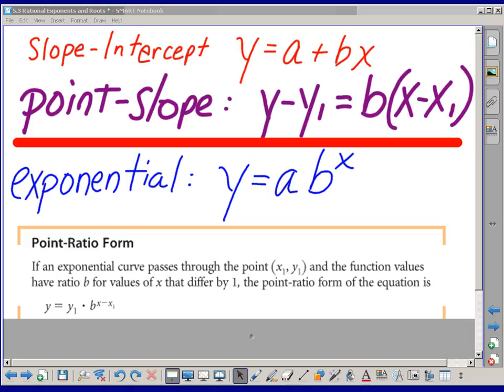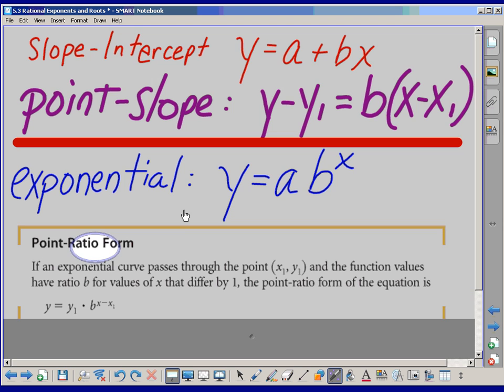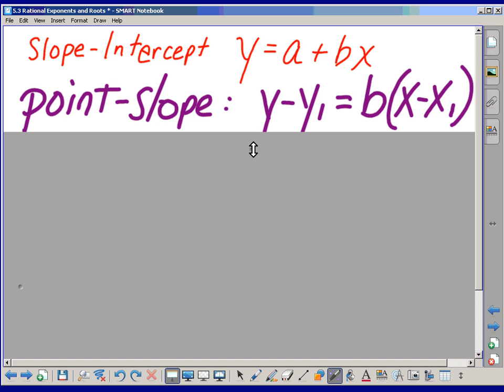Hi class, the next thing I need you to take a look at here is the second half of section 5.3, which involves what's called the point ratio form of a curve. Point ratio form is basically a way that we can find the equation of a curve without knowing the y-intercept a. And if you think back to Unit 2 when we were talking about lines, we did this back then as well.